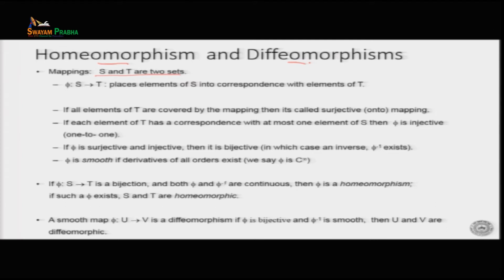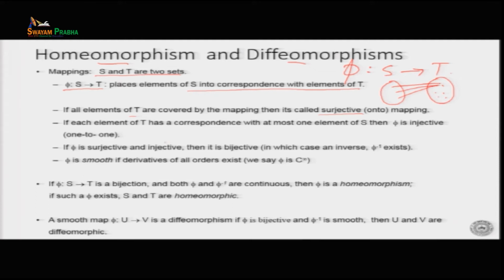First of all, this phi from S to T essentially indicates a mapping. So there are two sets, one set is S and the other set is T. These mappings can be one to one, many to one. So there are different mappings possible. When we look at this mapping going from S to T, phi places elements of S into corresponding elements of T. Now, if all elements of T are covered by the mapping, then it is called a surjective mapping.